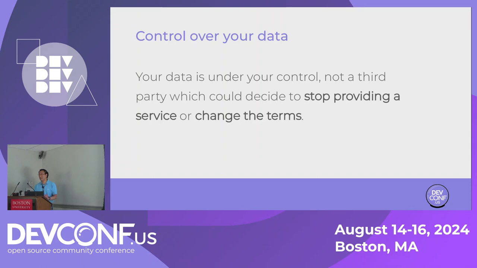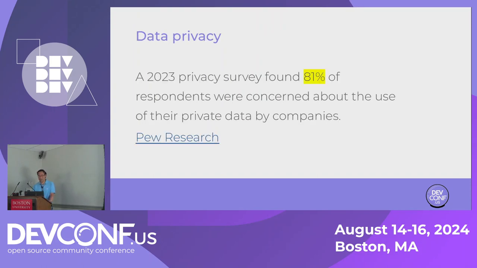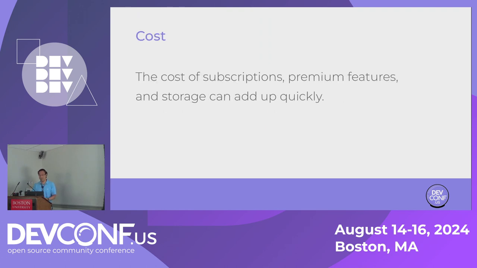but also privacy. A Pew Research study from 2023 found that 81% of the respondents, these were Americans, were concerned about the use of their private data by companies. So probably some of you are part of that percentage. And then cost. The cost of subscriptions, premium features, and storage can add up very quickly, especially if you're using premium features. They bundle things together in a certain way so that you have to get a premium tier to get the one feature that you really want.